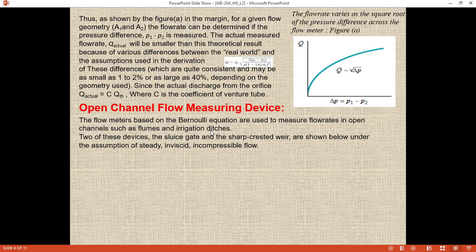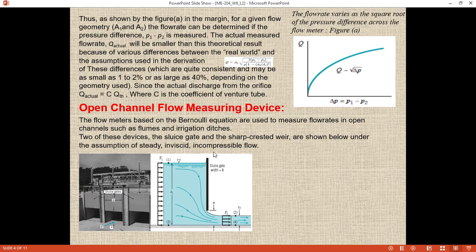and irrigation ditches. Okay, flumes, you all know, you might have visited a water park. You might have seen the water tunnels through which people slide and jump into the pond. Those pipes or tunnels through which we slide are called flumes. And irrigation ditches we will see here. So this is basically the irrigation ditches. Through here we serve water to the canals which serve throughout the field.